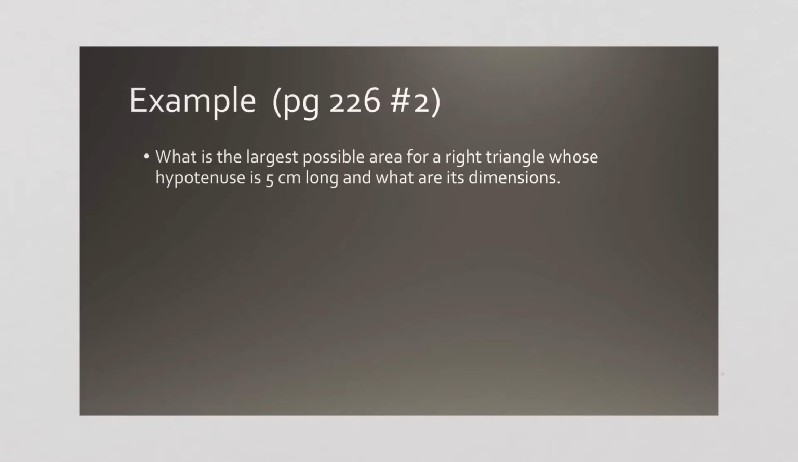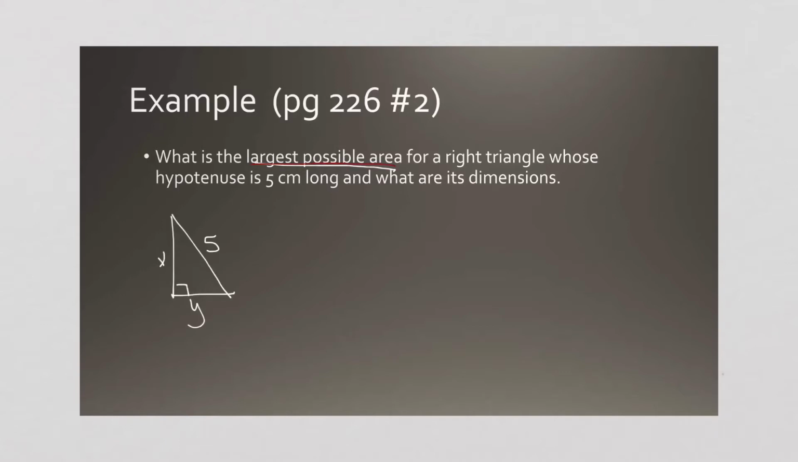So, our first example: what is the largest possible area for a right triangle whose hypotenuse is 5 centimeters long, and what are its dimensions? So if I draw a right triangle and I label it, it says the hypotenuse is 5 centimeters long. So that's the side I know. I don't know x, and I don't know y. Okay, so now it wants to know what are its dimensions, what's the largest possible area.